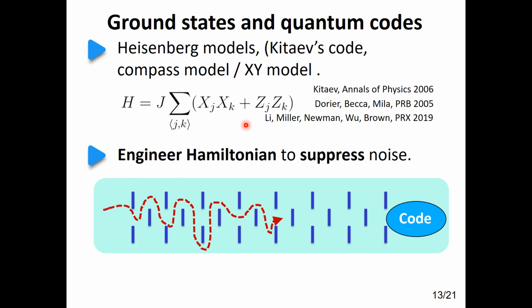But what we find most interesting is the idea of engineering a Hamiltonian to suppress noise, because one could ask the question, why do we even need to bother with the Hamiltonian if we want to have a quantum code? We can just have a quantum code as is. And the intuition is as follows. If you have a Hamiltonian and you imagine that it has many local terms inside, and you imagine that each of these local terms is like some barrier, and you imagine that this is like some racetrack. The noise is like a racing car. It's trying to race to your code and destroy it.